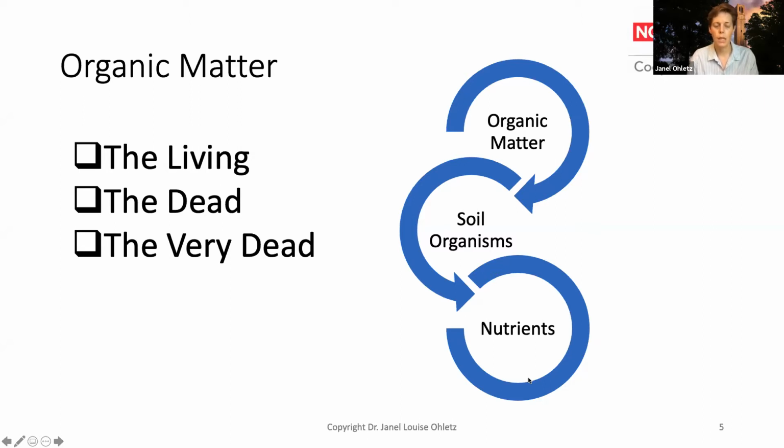So if it's a tree and it falls in the woods and it starts to decay, all the nutrients that tree took up when it was living is part of it. And the organisms break that down and release those nutrients back into the soil, as long as that's not removed.